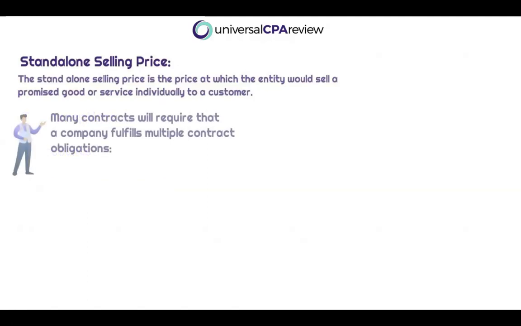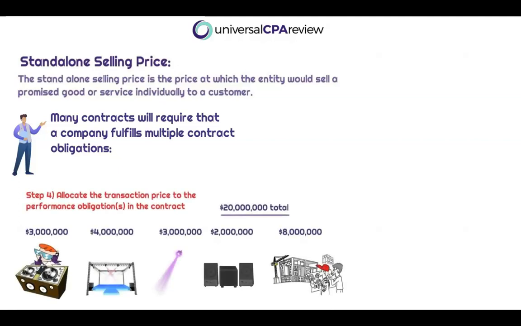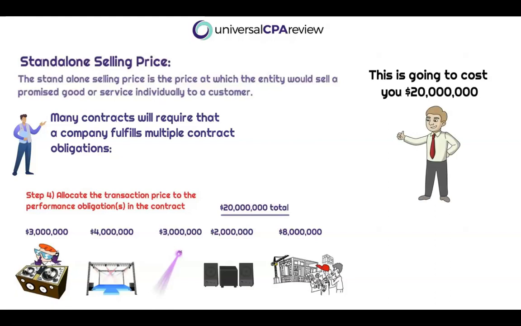Many contracts will require companies to fulfill multiple performance obligations. So within this step 4 of the 5-step revenue recognition process, this will require that entities allocate the transaction price to each performance obligation in proportion to its standalone selling price. The standalone selling price is ultimately going to be the price that the company would sell this good or service to a customer. Think of this as the individual selling price.